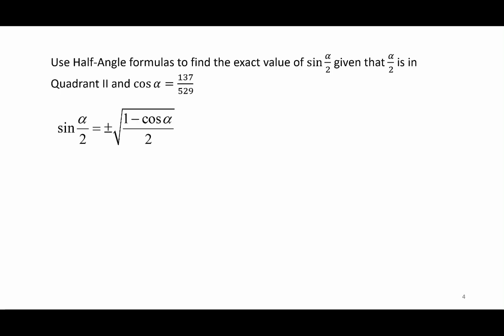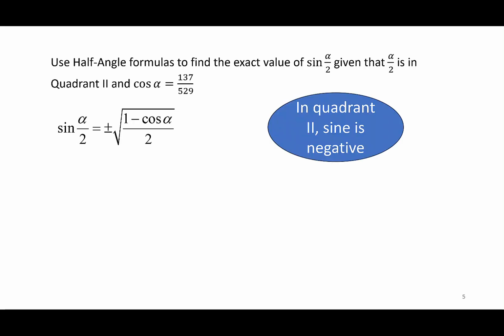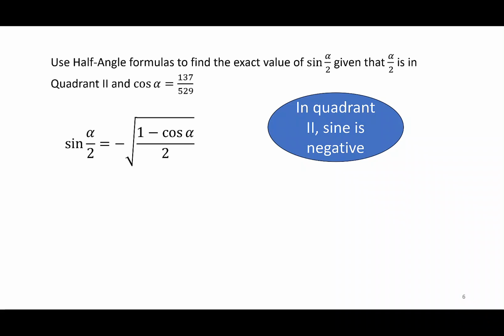Our half-angle formula for sine is sine alpha over 2 is plus or minus the square root of 1 minus cosine alpha over 2. We were given that alpha over 2 is in quadrant 2, and in quadrant 2 we know that sine is negative. That means we can use the formula sine alpha over 2 is negative the square root of 1 minus cosine of alpha over 2. We were also given that the cosine of alpha is 137 over 529. We plug that into our formula.